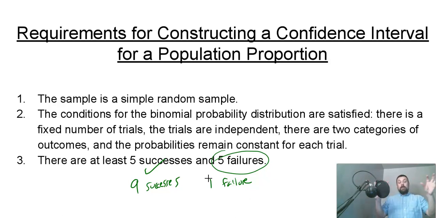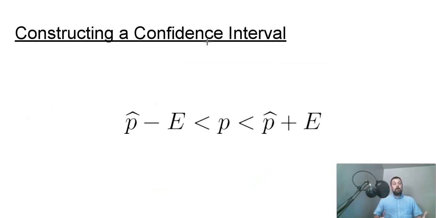You have to have both of these be true. There has to be at least 5 successes and also at least 5 failures, and that will often require more than 10 in your sample to achieve, right? Okay. Here's the formula for constructing a confidence interval, right? So not too scary looking, right? P hat, we've already talked about. That's your sample proportion.